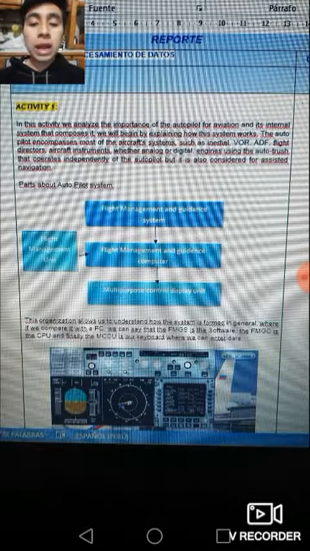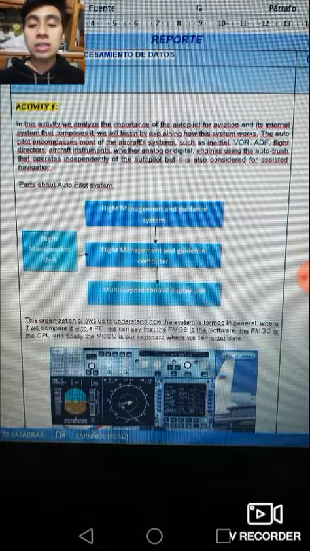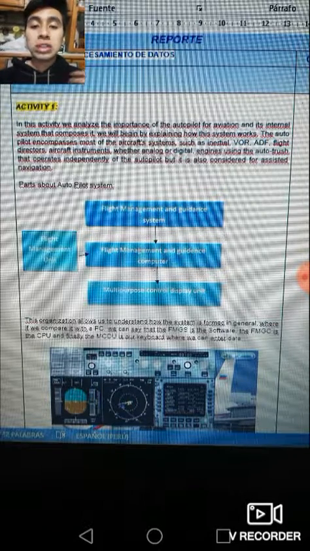But what is autopilot? Autopilot is a system. This system controls all the computers and systems of the aircraft. For example, the Boeing 737 has a system called autopilot. This autopilot controls flight controls, computers, ILS, inertials, and different systems that the airplane has.